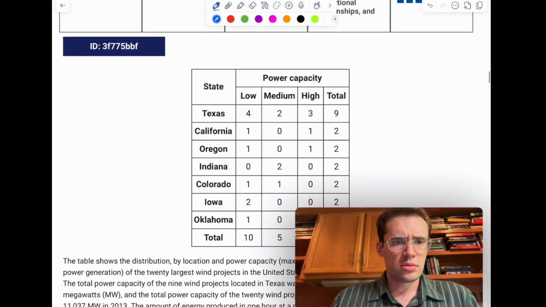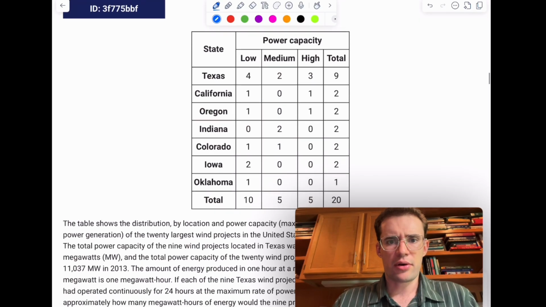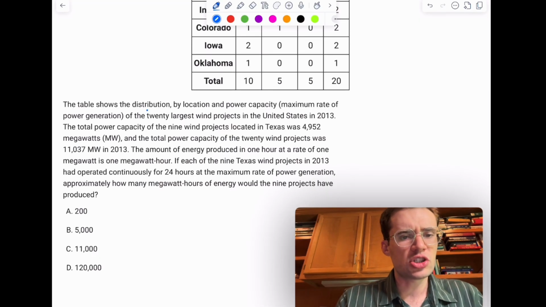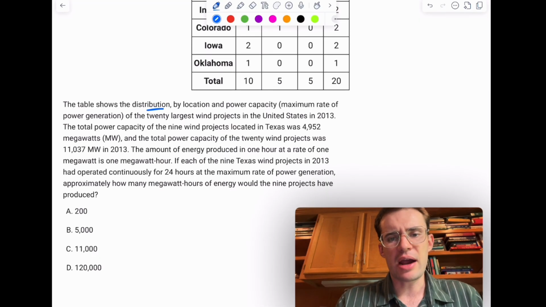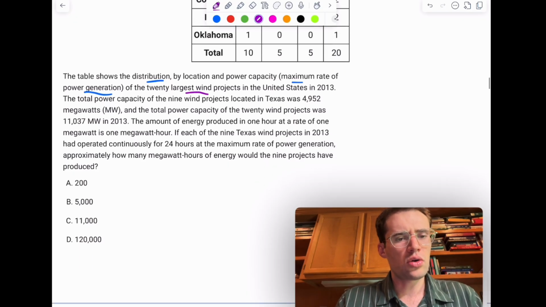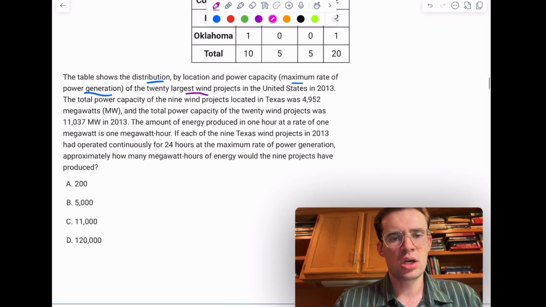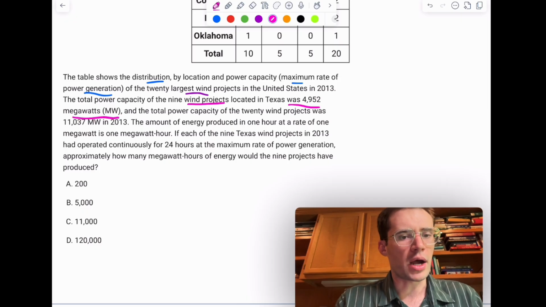All right, we have another table. It's got a bunch of states and power capacity. The table shows the distribution by location and power capacity. Power capacity is the maximum rate of power generation of the 20 largest wind projects in the United States in 2013. The total power capacity of the 9 wind projects located in Texas was 4,952 megawatts.